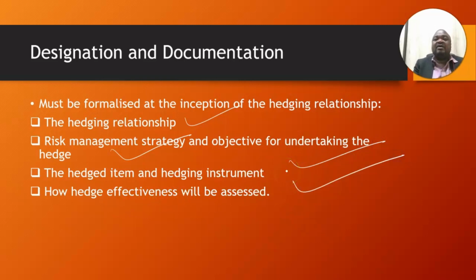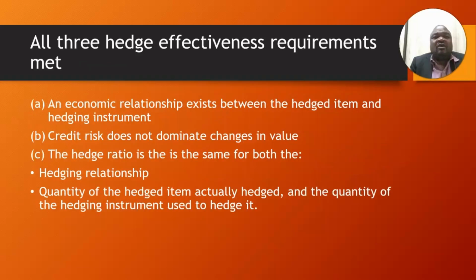Everything should be clear from the onset. All three hedge effectiveness requirements must be met. So these requirements have to be met. An economic relationship exists between the hedged item and hedging instruments. It should be an economic relationship, something that is viable business-wise.